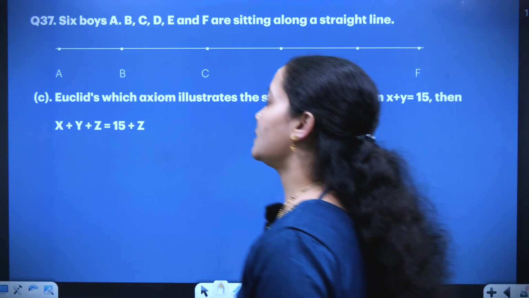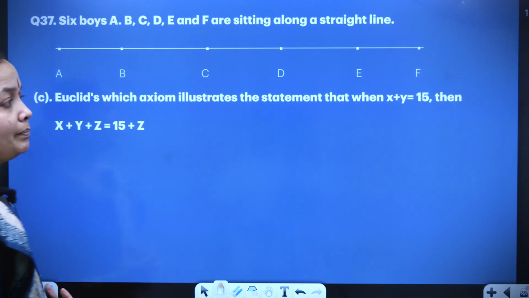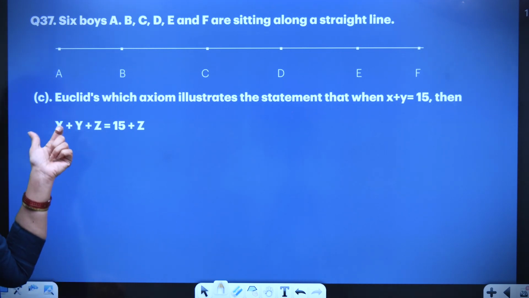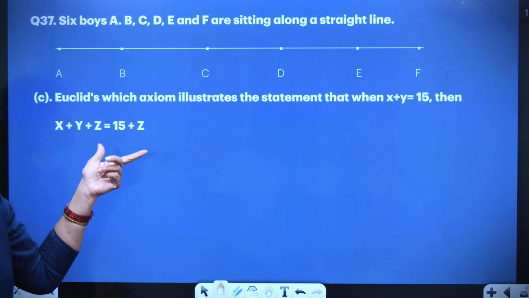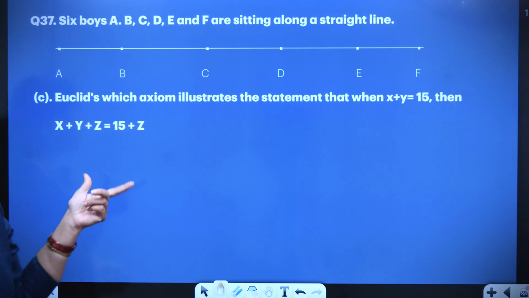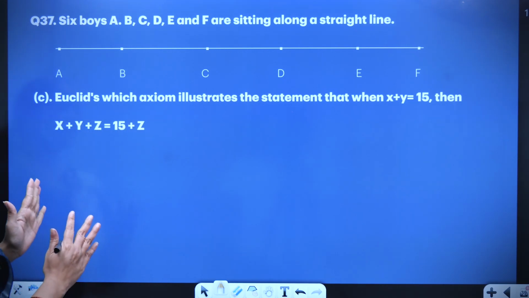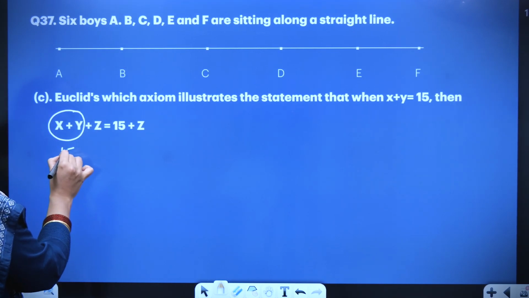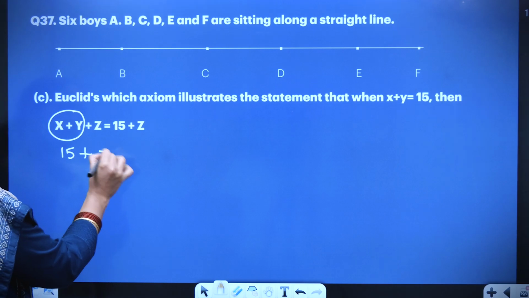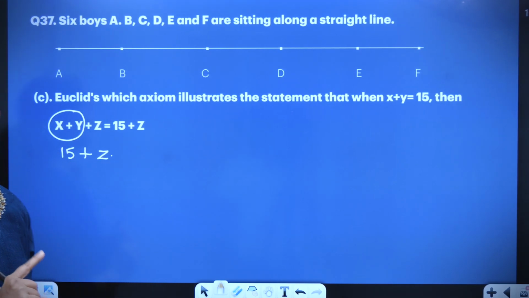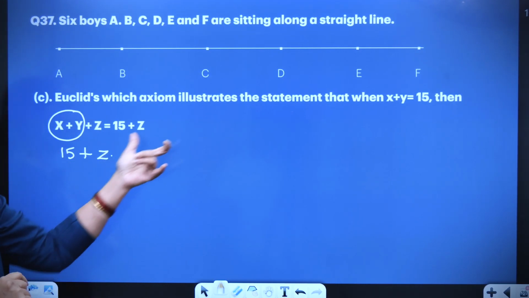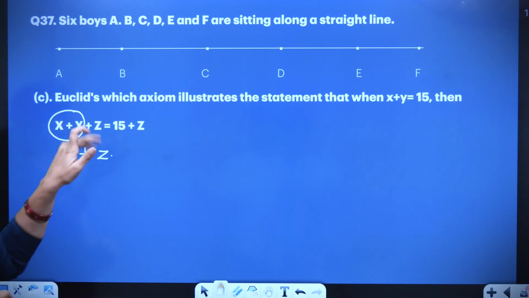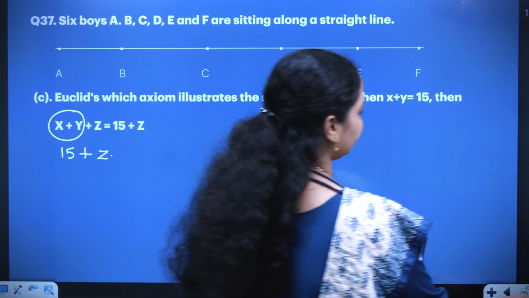x plus y plus z is equal to 15 plus z. The first axiom, which states that when equals are added to the line segment, both the statements are equal to each other, states that when x plus y is given to be 15, I can make this as 15 and add z to it. Therefore, the first axiom gives us this clarification that given things added to the new version or the new line segment will be equal to each other.